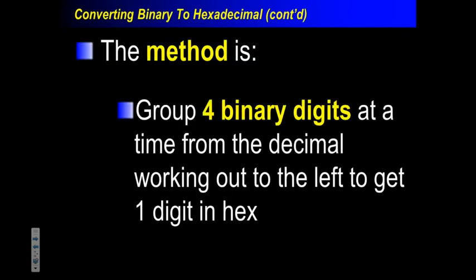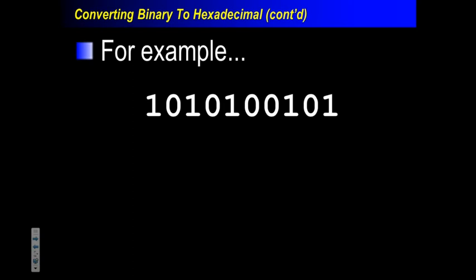So as I was just saying, I think it's easier if you just do the grouping and use the chart. That'll be much easier for you. But you may want to practice a few of these, okay? So here's an example. Again, given this value, you could group the 4s.